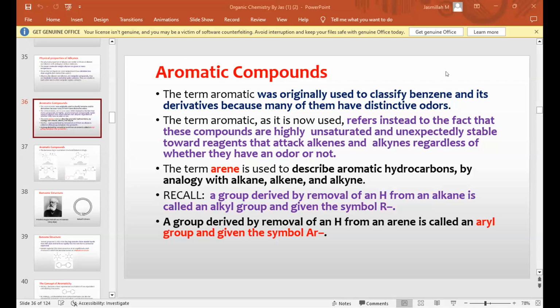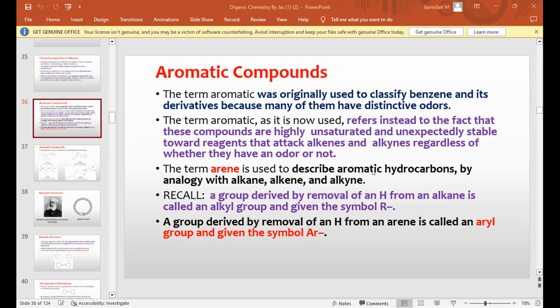So aromatic compounds. The term originally was used to classify benzene and its derivatives only. And the term aromatic was used because these compounds used to have a distinct smell, so they were classified as aromatic. And these compounds were found to be highly unsaturated and oddly enough, also very stable. Normally compounds that are unsaturated are known to be very unstable, but for this category of compounds, they were found to be very stable. So instead, the term arene was used to describe aromatic hydrocarbons by analogy.